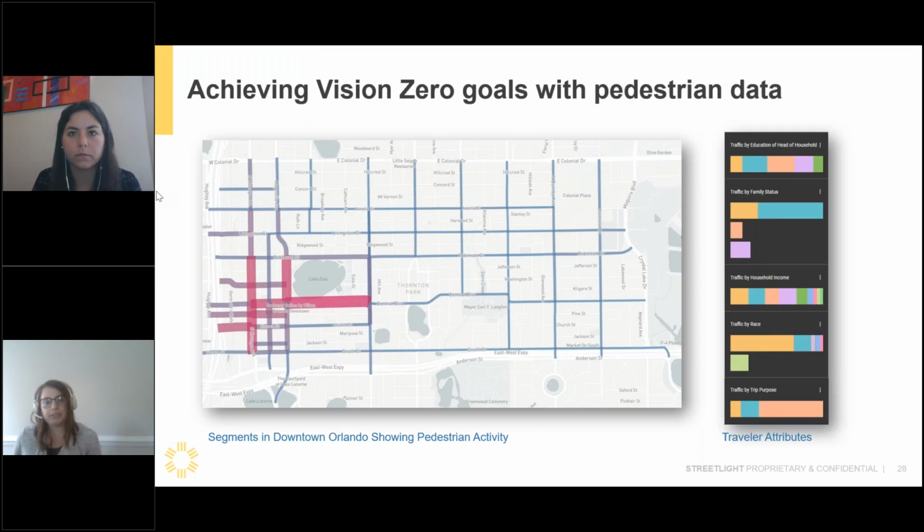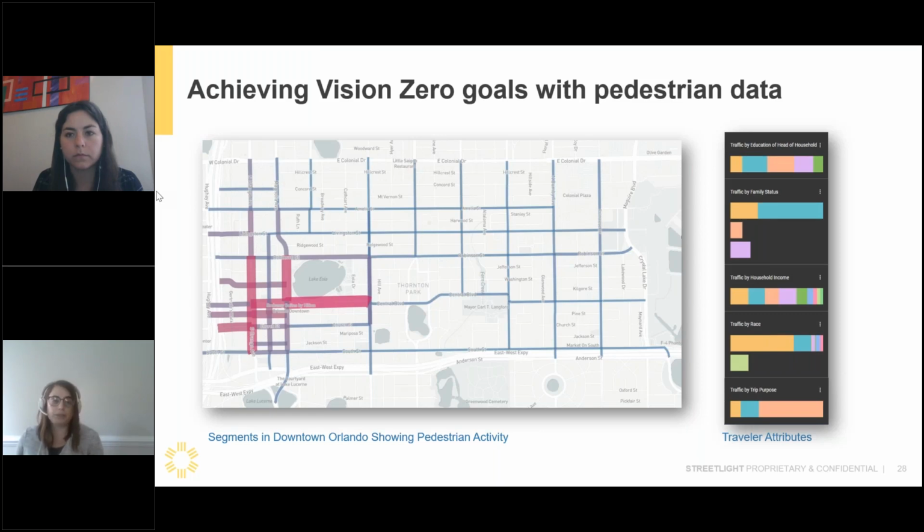Now, our traveler attributes are able to tell us the census head of household demographic data for those pedestrians in this analysis. And we can understand the education, family status, income, race, demographics for those pedestrians, as well as their trip purpose. So with this data, we're not only able to understand where the pedestrians are, but we're able to add an equity lens to be able to understand who the pedestrians are in this analysis when we're looking at where to put our safety measures for pedestrians.